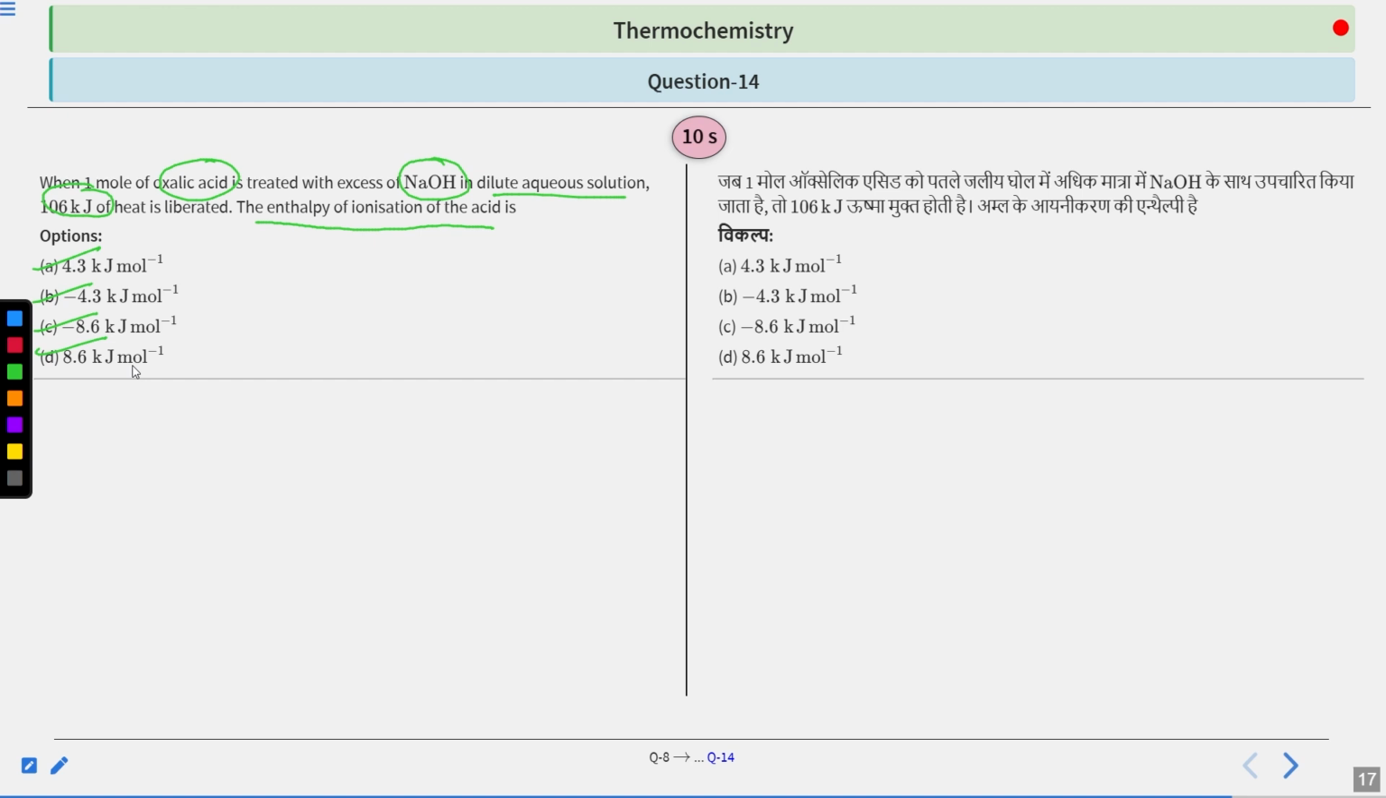The thing that you have to get here is that since oxalic acid is a weak acid, the amount of heat that is released should ideally be equal to the heat of formation of water. But since it is a weak acid, some of the heat released during neutralization, or simply during the formation of water, is consumed to break this oxalic acid. For that reason, the heat of neutralization released decreases. If you are good with that, you can easily solve this question. Your 10 seconds to solve this question starts now.